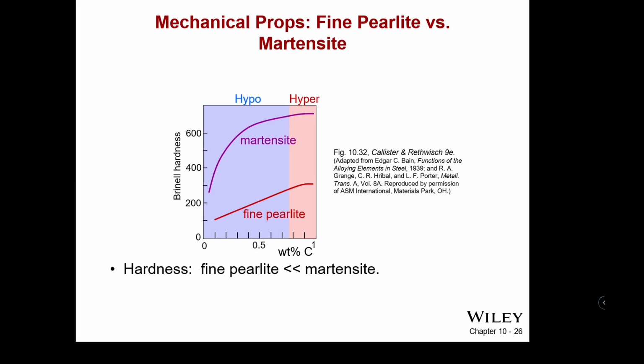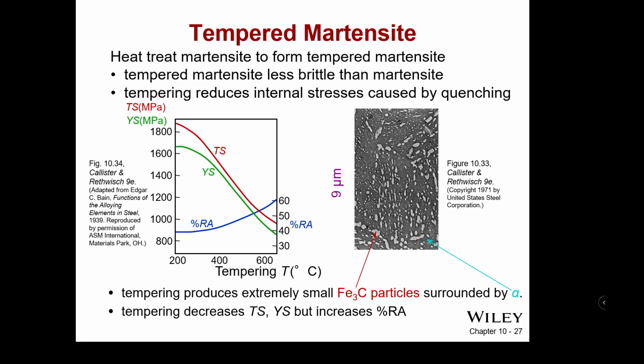So fine pearlite versus martensite. Martensite is significantly harder than fine pearlite. This is why it's desirable for cutting edges. But it's extremely brittle.